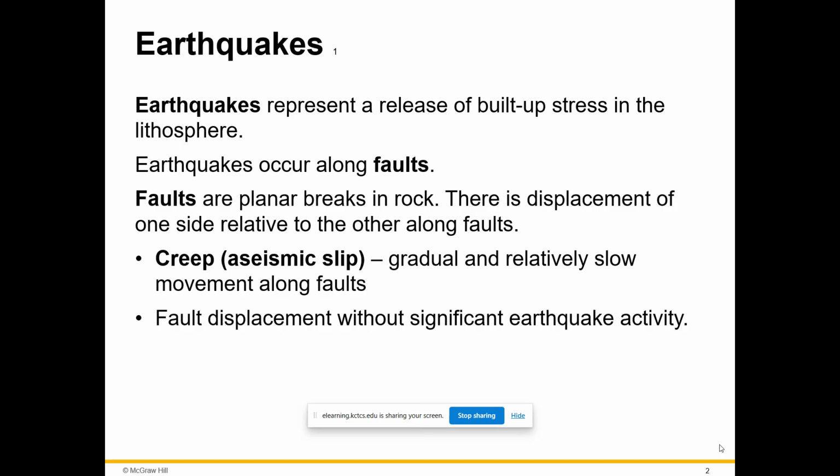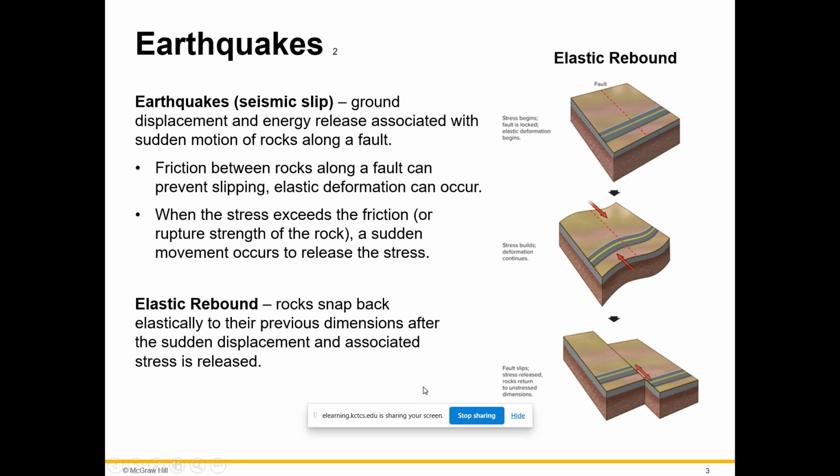Creep is just a really, really slow movement along a fault line, and fault displacement without any significant earthquake activity. It's just so slow. It's just kind of constantly moving. So it's not really shaking anything. They call that the aseismic slip because there's no seismic activity associated with creep.